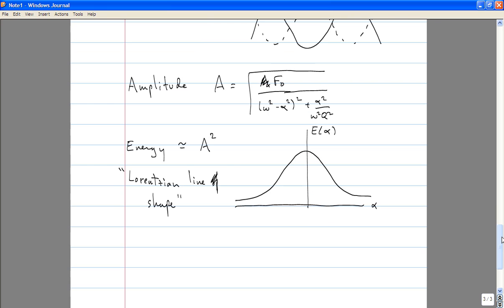And you can check that this is maximized. So to compute the value of the driving frequency for which this is maximized, all you do is you take this amplitude or this energy, you take the derivative with respect to the driving frequency and set it equal to 0, and what you'll find is that it's maximized when the driving frequency is omega naught times the square root of 1 minus 1 over 2Q squared. And this is known as the resonant frequency of the oscillator.